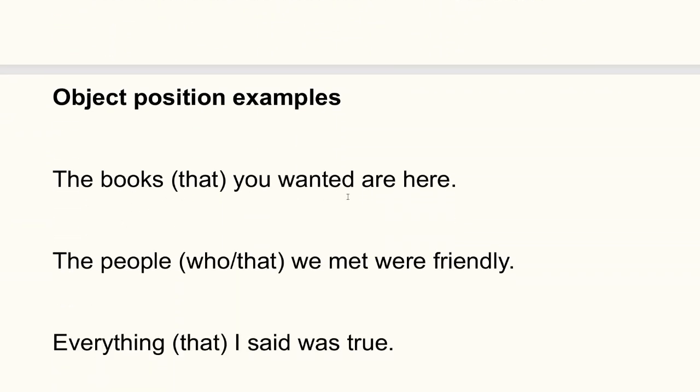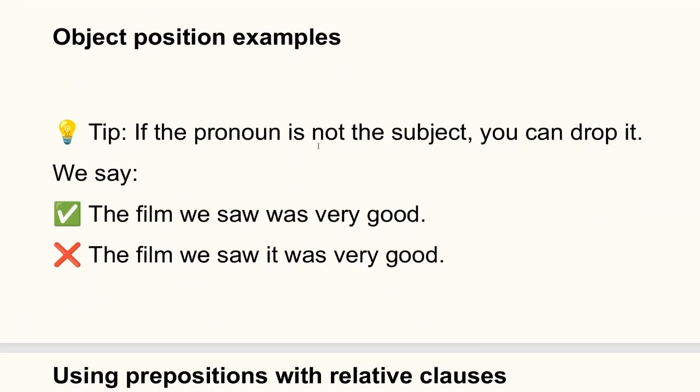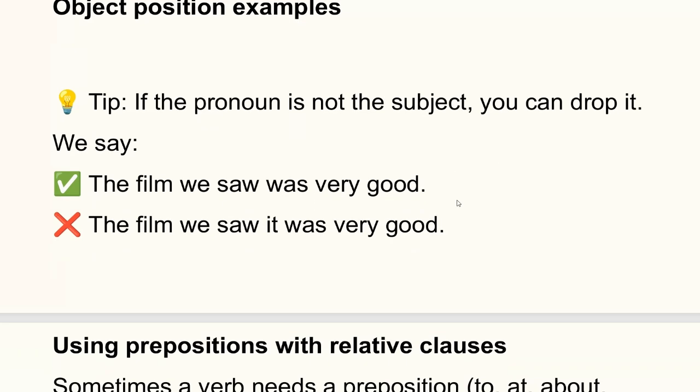The books you wanted are here. The people we met were friendly. Everything I said was true. Did you find the books you wanted? If the pronoun is not the subject, we can drop it. We say, the film we saw was very good. We cannot say, this film we saw it was very good. We don't have to repeat the it.